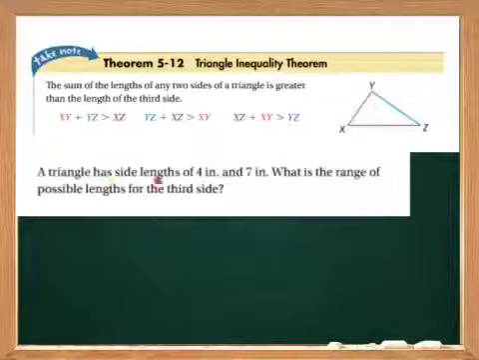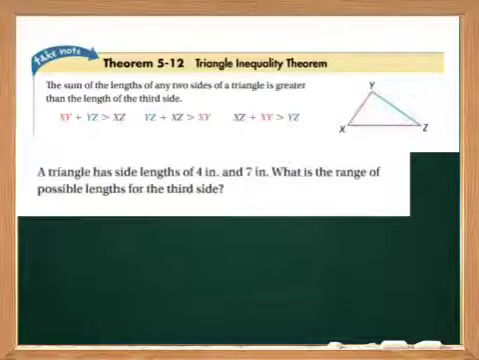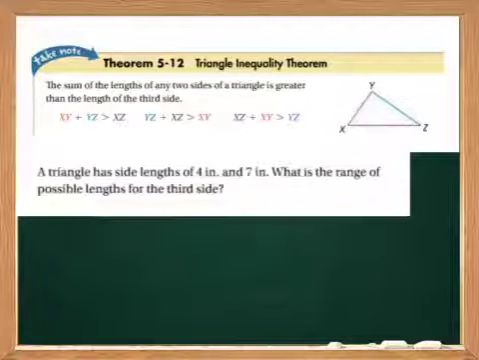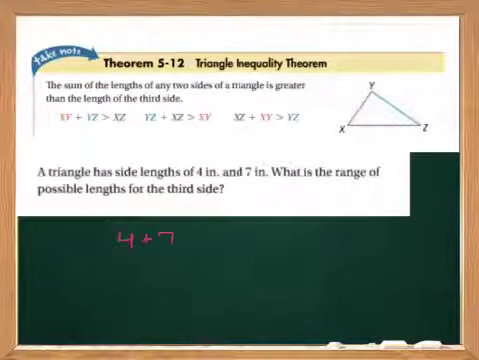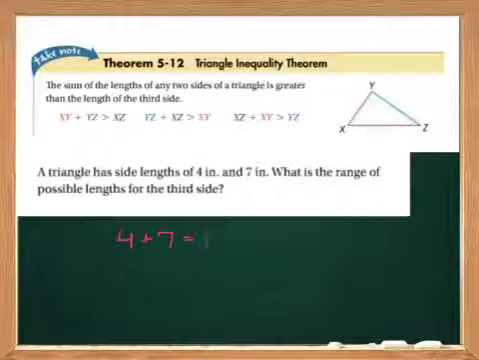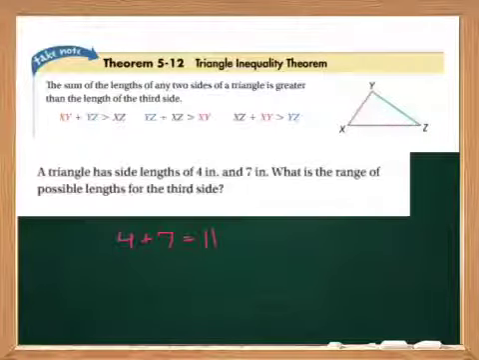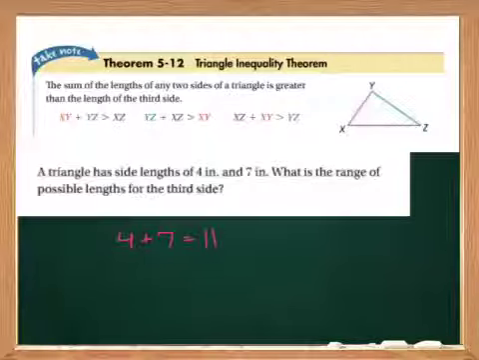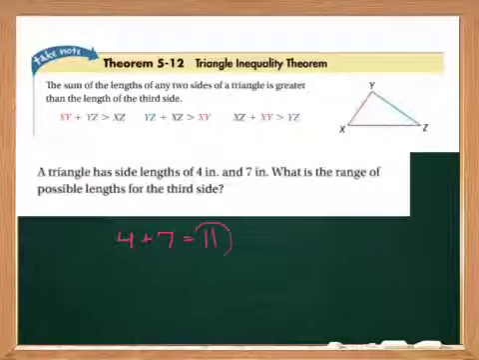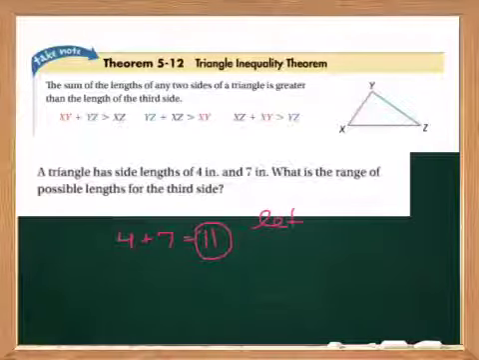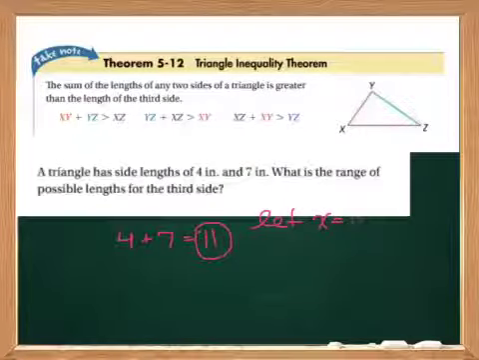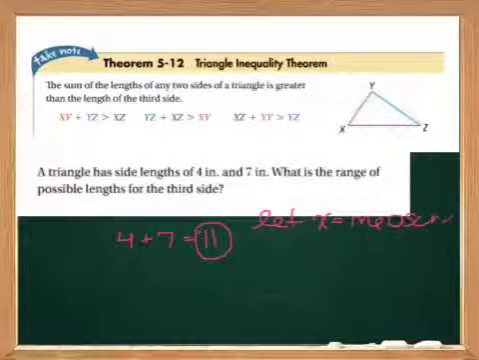So a triangle has side lengths of 4 inches and 7 inches. What is the range of possible lengths for the third side? Well, if it's 4 inches plus 7 inches, that gives us 11 inches. So that means that the third side must be less than 11 inches. So let's let the third side equal x. So x is the measure of the third side.